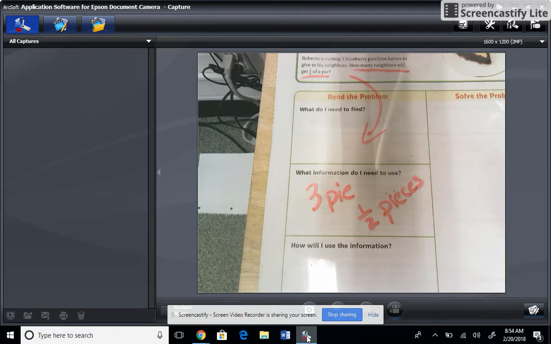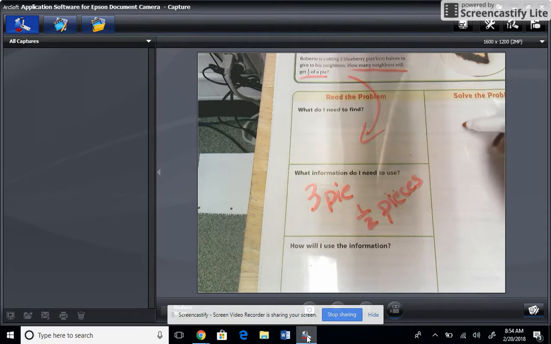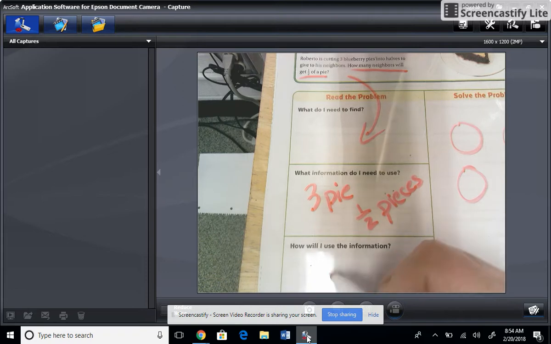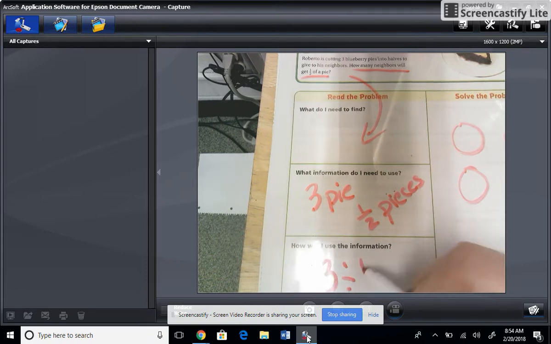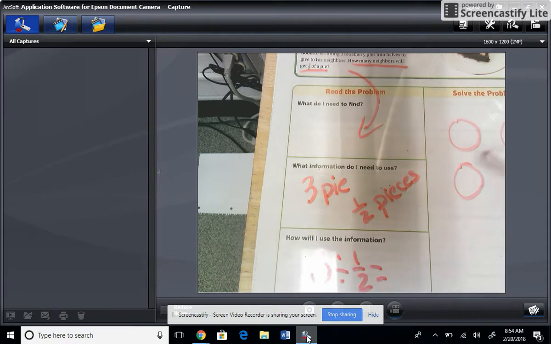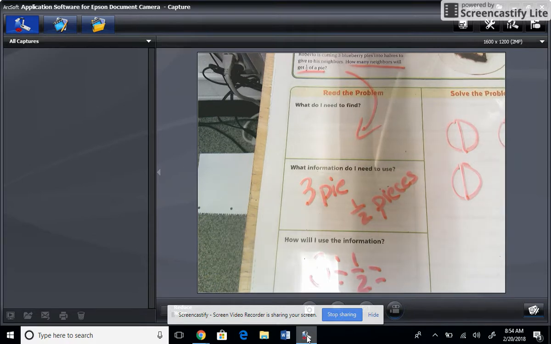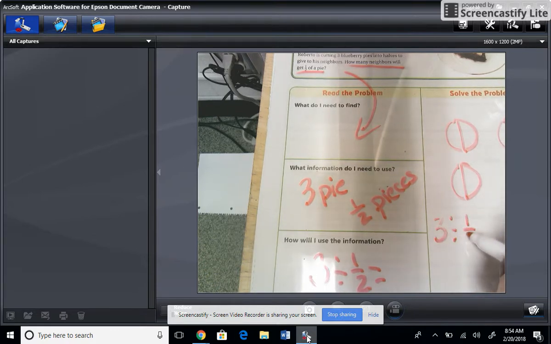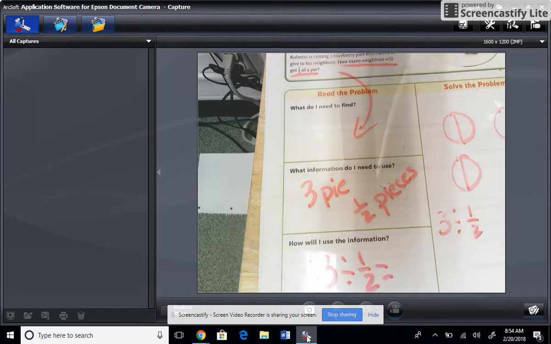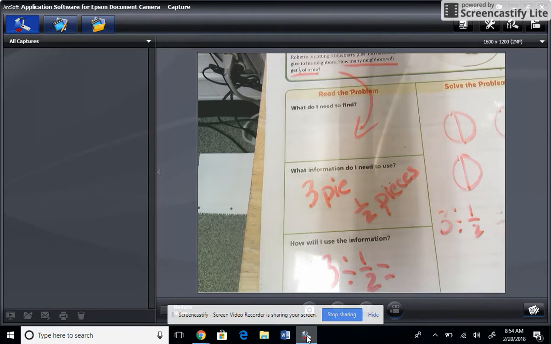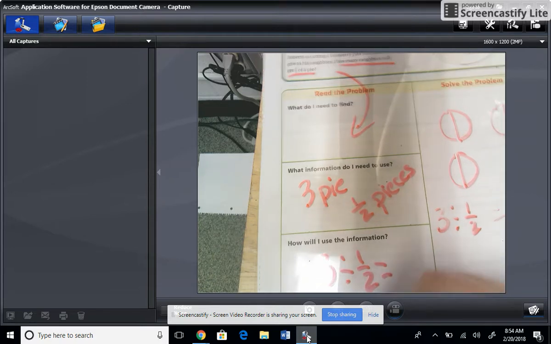All right. How can I use this information? Well, I can draw a diagram and I can draw my 3 pies. First of all, I'd like to write down my division problem, which is I have 3 divided by 1/2 equals, so I have a whole number, so I know I'm going to get a whole number. So I cut all my pieces in half, so 3 divided by 1/2 is the same as 3 times, how many equal pieces does each one have? 2 equals 6. So my answer is I'll be able to give it to 6 neighbors.